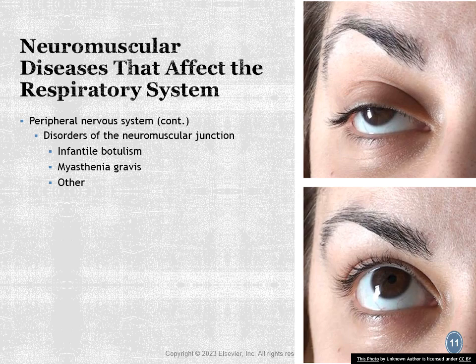Other conditions affecting the neuromuscular junction include incomplete or failed transmission at the neuromuscular junction relating to drug exposure. Medications including antibiotics, corticosteroids, antirheumatics, lidocaine, lithium, and anesthetic agents can also interfere with transmission at the neuromuscular junction.